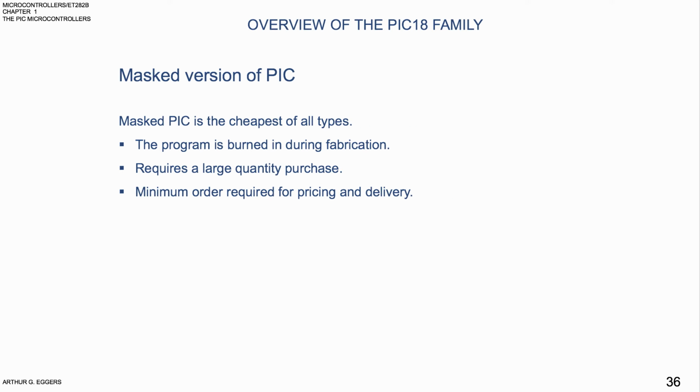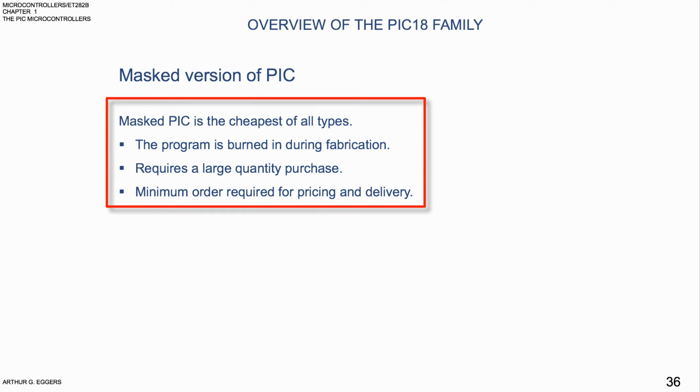The other version is the mask version. Microchip Corporation provides a service in which you can send your program and they will burn the program into the PIC chip during the fabrication process of the chip. This chip is commonly referred to as masked PIC, which is one of the stages of the IC fabrication. Masked PIC is the cheapest of all types if the unit numbers are high enough. This is because there is a minimum order for the masked version of the PIC microcontrollers.